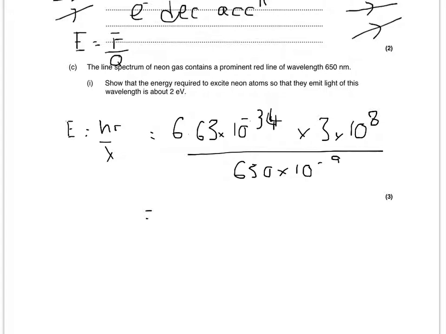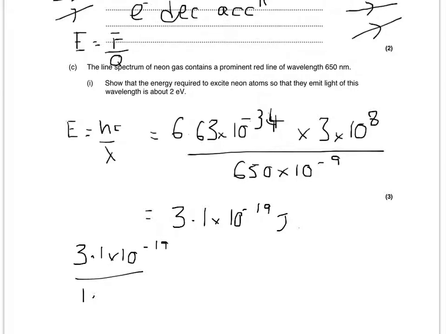That will equal 3.1 times 10 to the minus 19 joules. To convert that into electron volts, you'll divide by 1.6 times 10 to the minus 19, which equals 1.9 electron volts, which is approximately 2 electron volts.